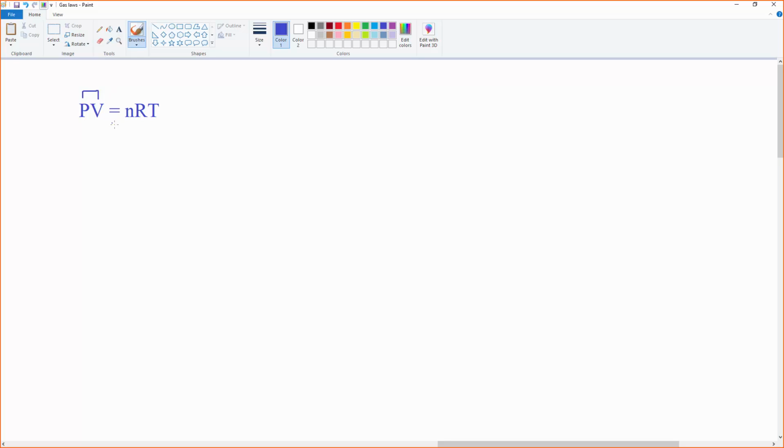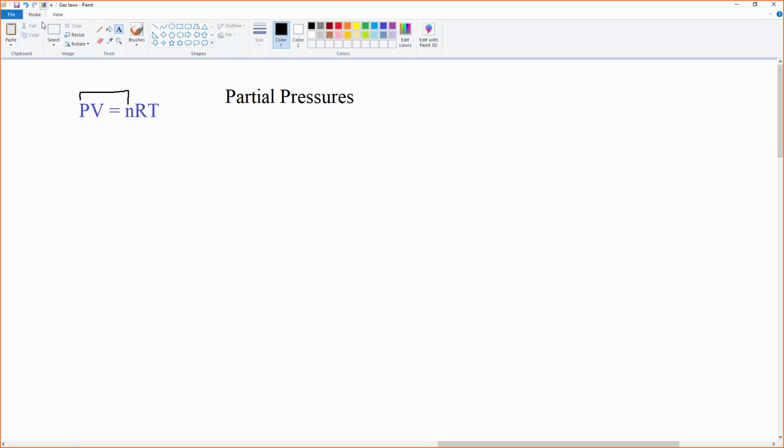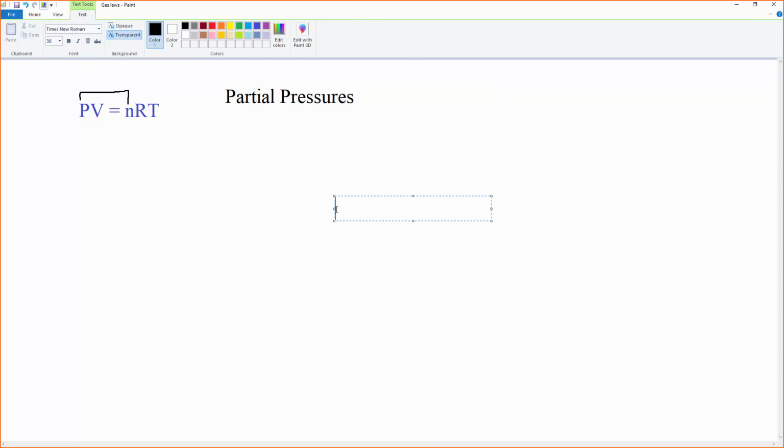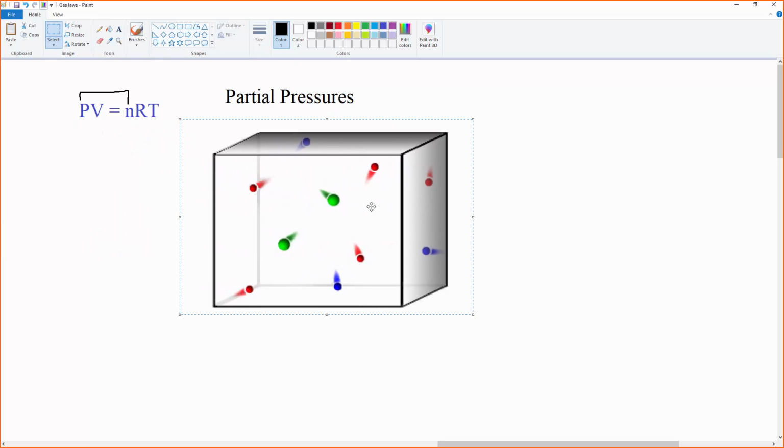That's Boyle's law. But there's one relationship we didn't see in those, and that's a relationship between pressure and number of moles. And that's what we're going to investigate as we look at partial pressures. Okay, and I'm going to copy this figure from your lecture notes over here. And I want you to look at this box that contains 3 different gases.